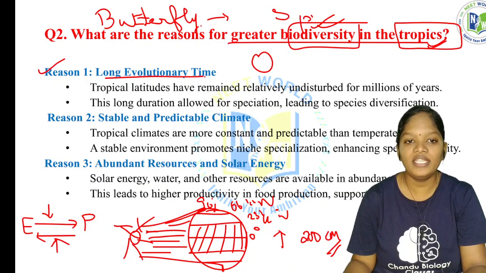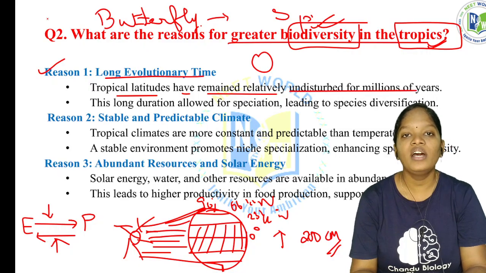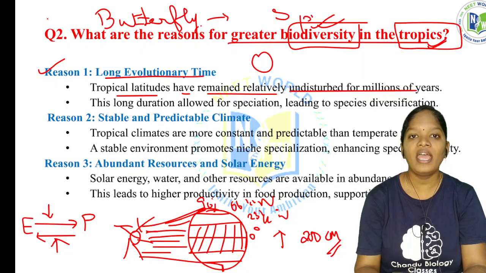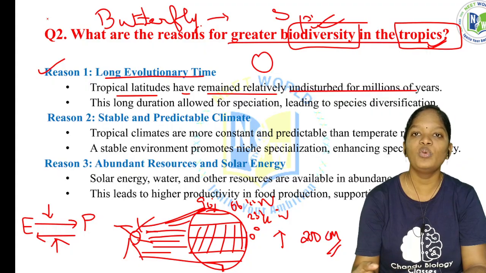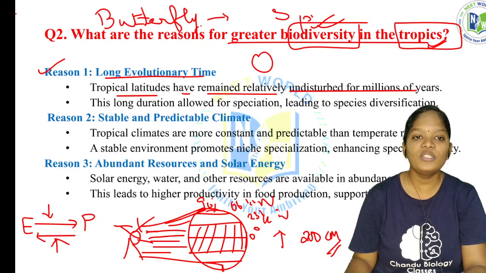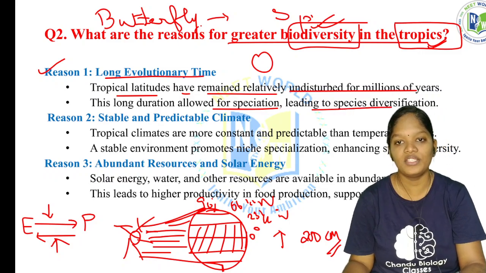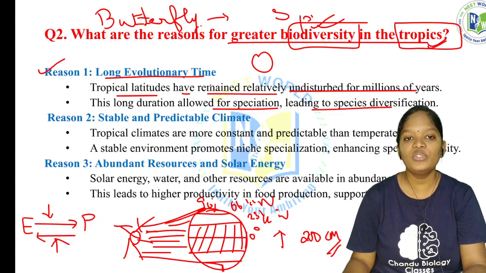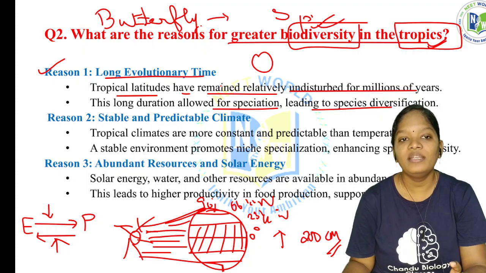First, longer evolutionary time. The tropical latitudes have remained relatively undisturbed for millions of years. They were not disturbed by anyone, so they had enough time to evolve slowly. This longer duration allowed for speciation, which leads to species diversification. So longer evolutionary time is one of the major advantages for greater biodiversity in the tropics.